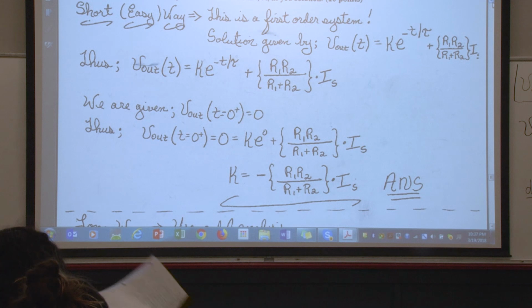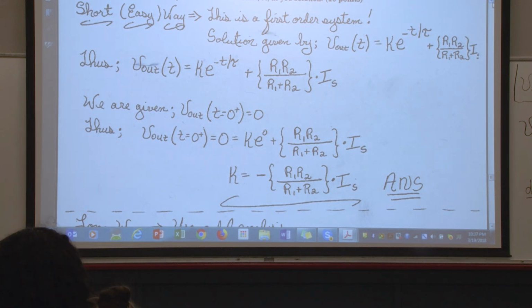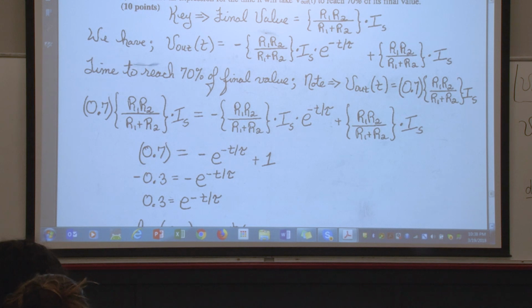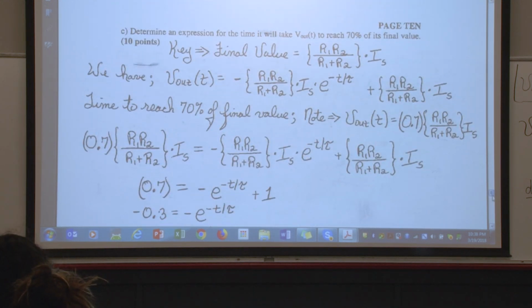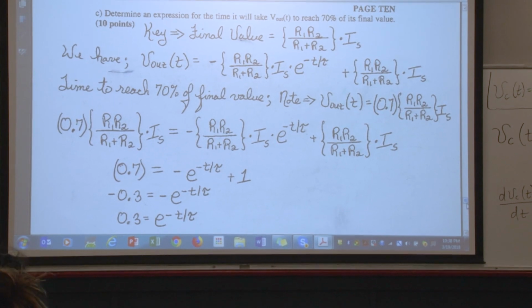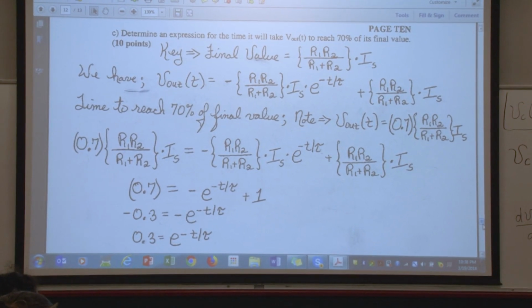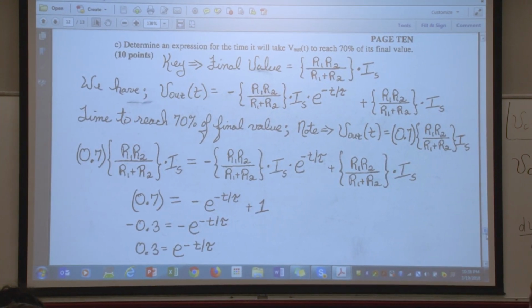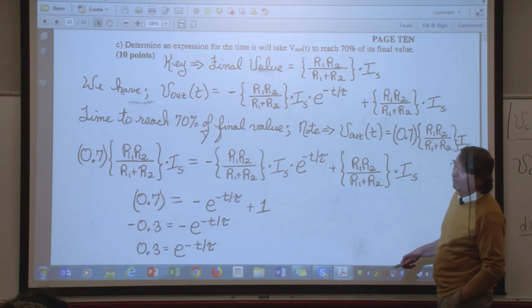Now, the last part of the problem. My cursor. I keep losing my cursor. The last part of the problem: determine an expression for the time it will take V out to reach 70% of its final value. How are we doing? I don't know how you expect us to do this all. You can do it. Okay. Determine an expression for the time it will take for V out to reach 70% of its final value.